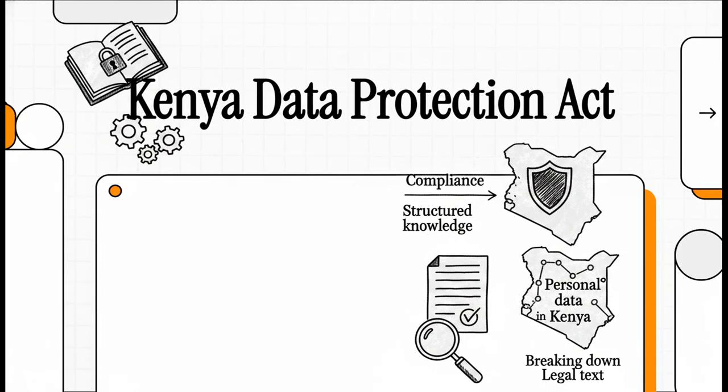Welcome to this explainer. Today, we're zeroing in on a piece of legislation that is fundamentally shifting how organizations handle information, the Kenya Data Protection Act of 2019. Look, if your organization touches personal data in Kenya, understanding this act isn't just a nice-to-have best practice anymore. It's literally the law. We're going to break down the legal text, focus on the exact requirements you need for registration, and really clarify the ongoing obligations you've got to manage to stay compliant. It's all about empowering you with clear, structured knowledge so you know exactly what to do next.